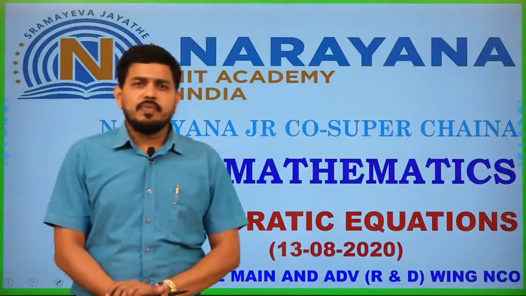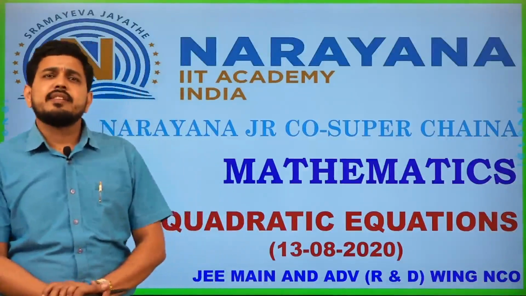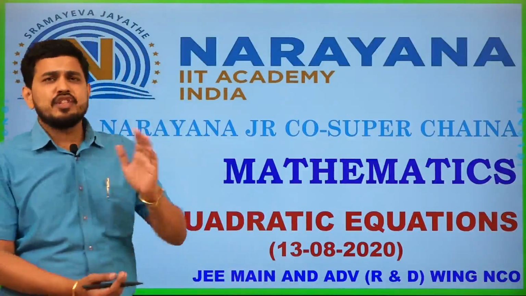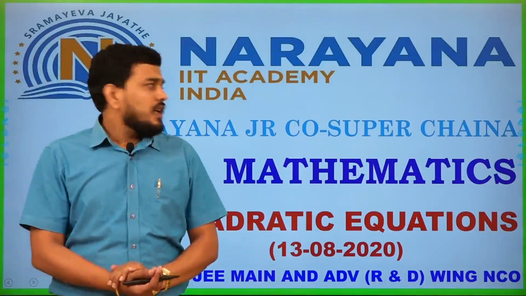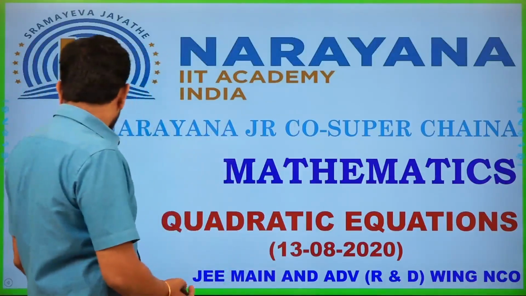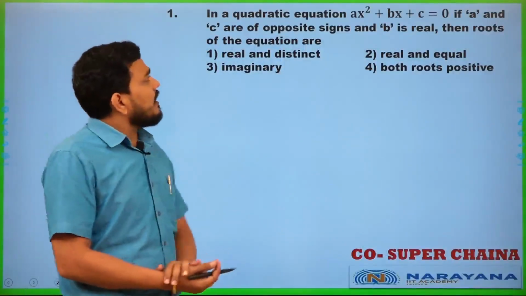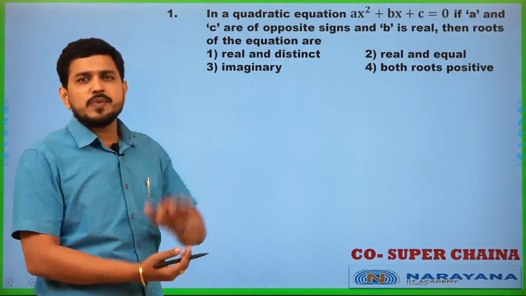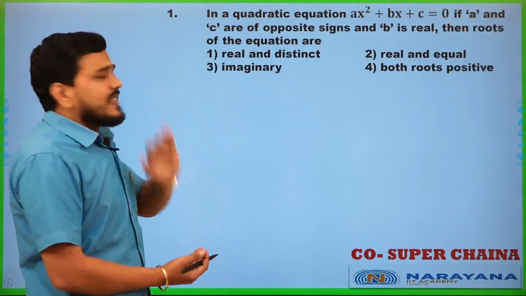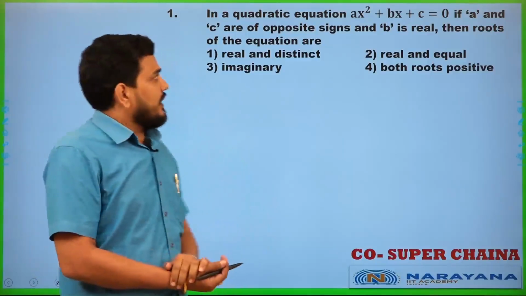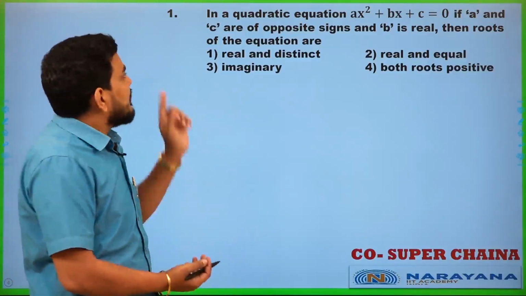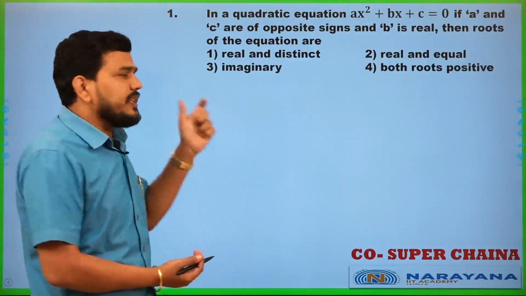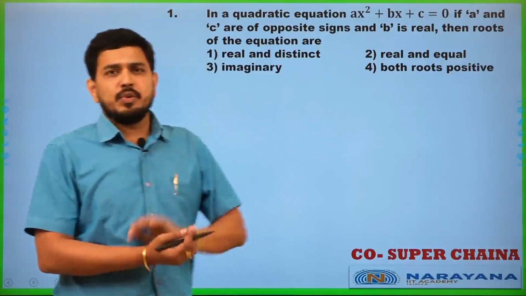Hello students. In this session, let us discuss the basics of quadratic equations and the questions on the nature of the roots, etc. The first question is: in a quadratic equation ax² + bx + c = 0, a and c have opposite signs and b is a real number, then the roots of the equation are... So this question is about the nature of the roots.